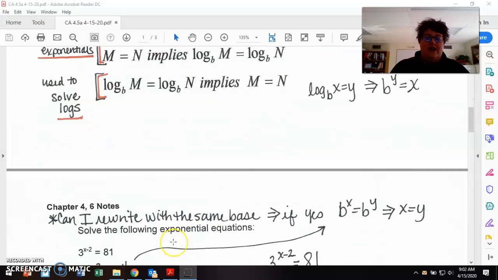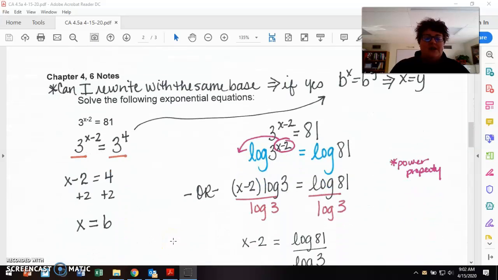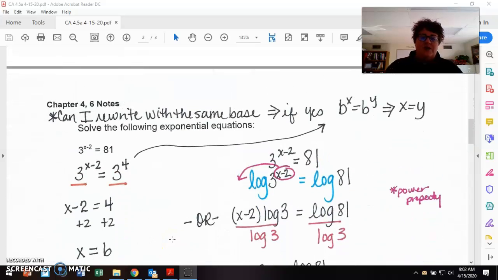So we're just going to focus on these 2 right here today, and then we'll pick up on the bottom one on Friday. As I look at this problem, the question I want to ask myself anytime I'm solving an exponential, so my problem is 3 to the x minus 2 is equal to 81, is: can I rewrite with the same base?